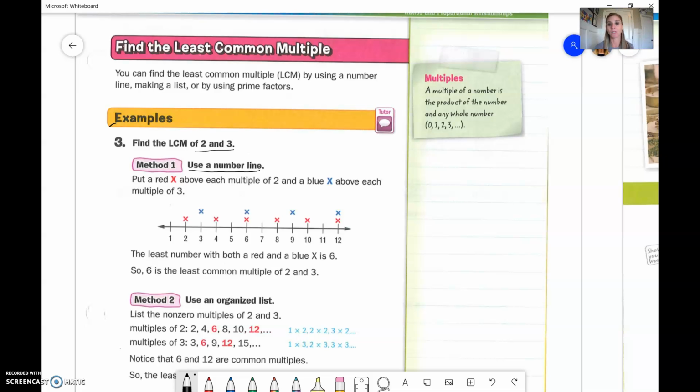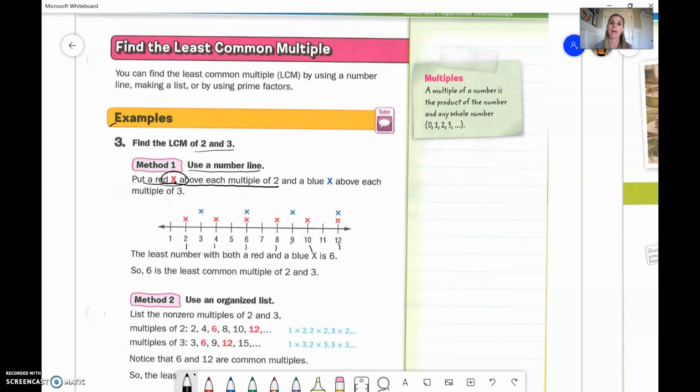Now remember, multiples. So if I'm listing the multiples of 2: 2, 4, 6, 8, 10, and so on. Multiples of 3: 3, 6, 9, 12, 15. Okay, so super easy. Again, you can see how your numbers can get really high. So if I were to list the multiples of 2, notice that they have the red X on those. So 2, 4, 6, 8, 10, 12. You notice that they have placed this red X above all of those. Those are the multiples of 2.